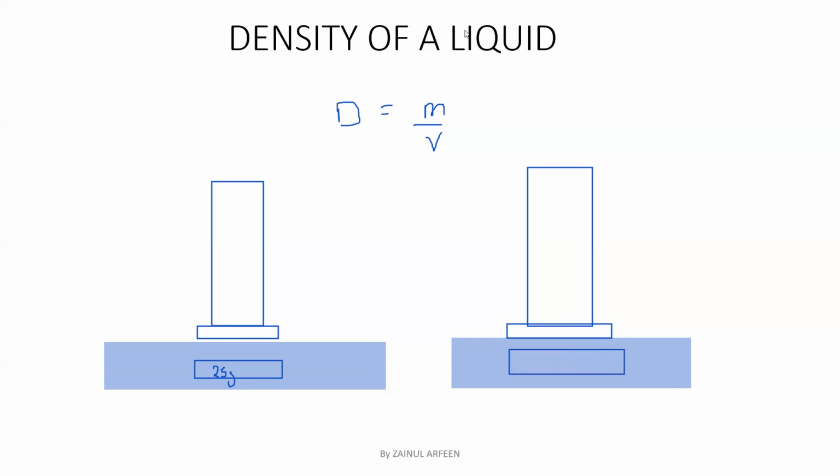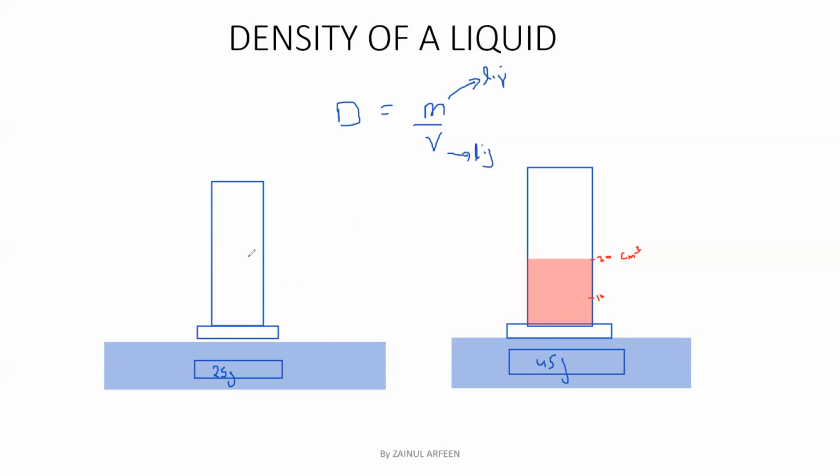So when we fill it with a liquid, say we fill it with 20 cm cube of liquid. This was 10, 20. And the mass is coming out as 45 gram. So what is the mass of the liquid? Because we want the mass of the liquid and we need the volume of the liquid.